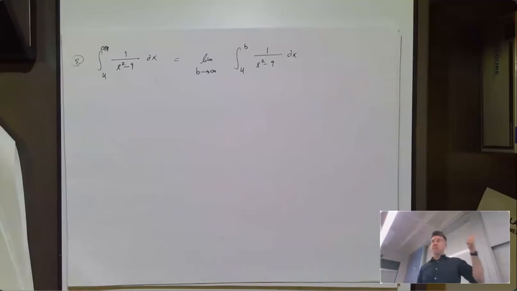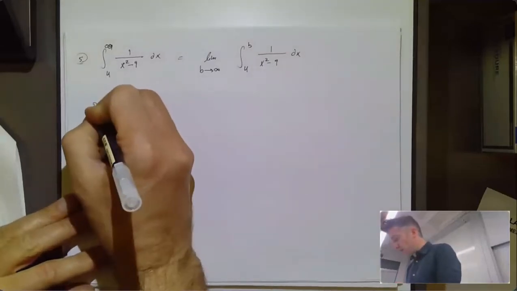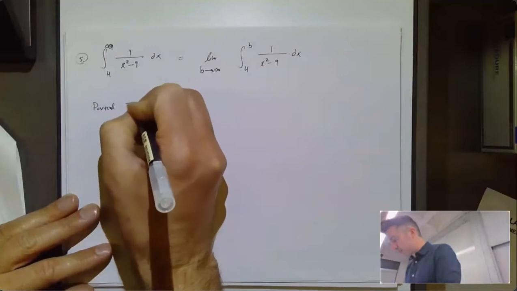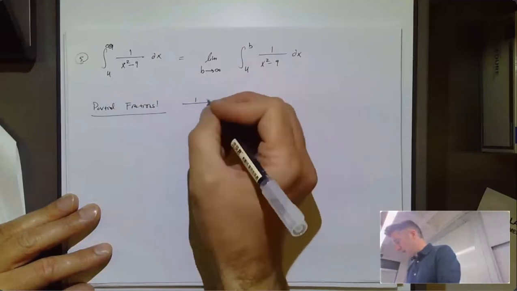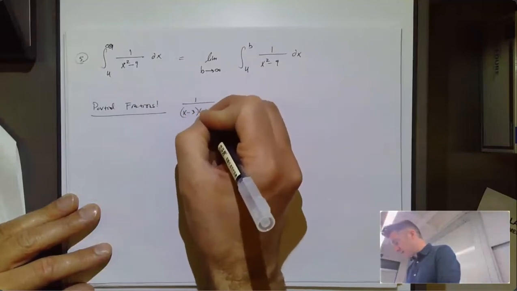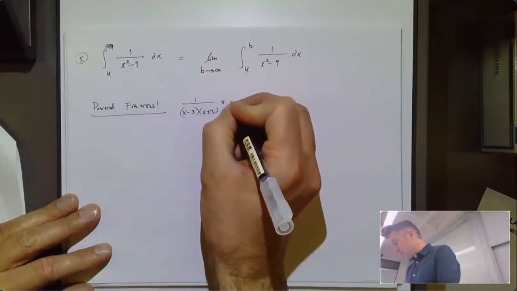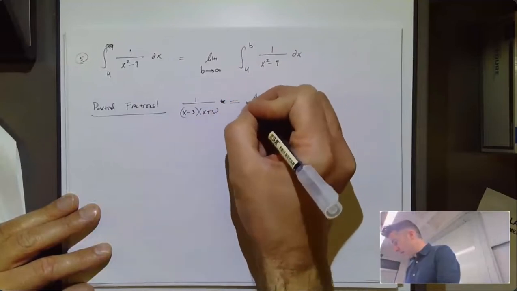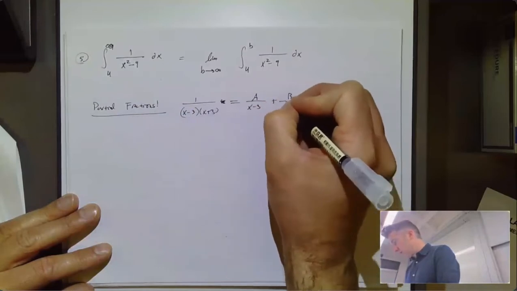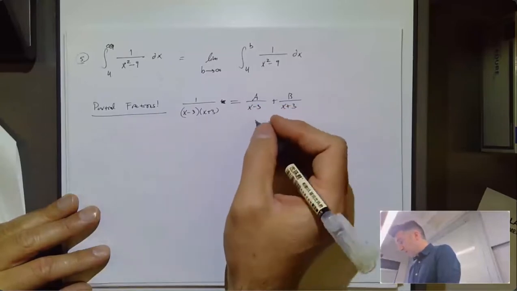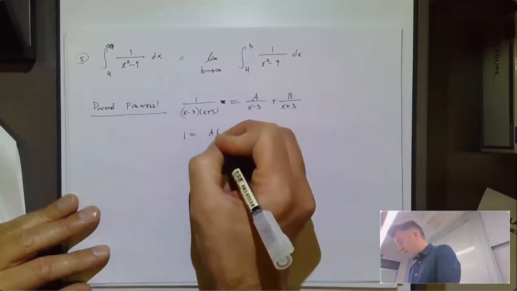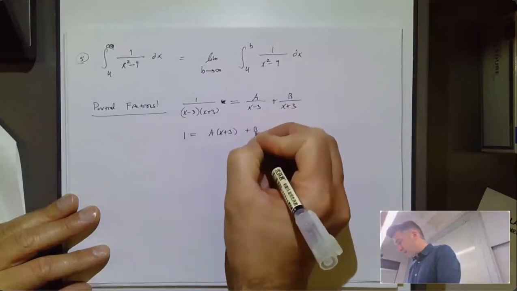The top degree has to be smaller than the bottom degree, check. And the bottom has to factor, which it does. So we're going to rewrite the partial fraction decomposition as, let's see, 1 over x squared minus 9 factors as x minus 3 times x plus 3. And that's going to equal a over x minus 3 plus b over x plus 3. And then we're going to multiply both sides by the common denominator. We're going to get 1 on the left equals a times x plus 3 plus b times x minus 3.